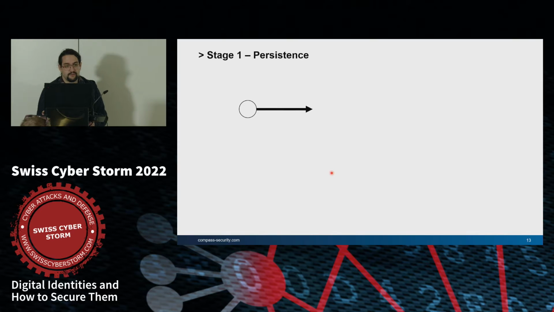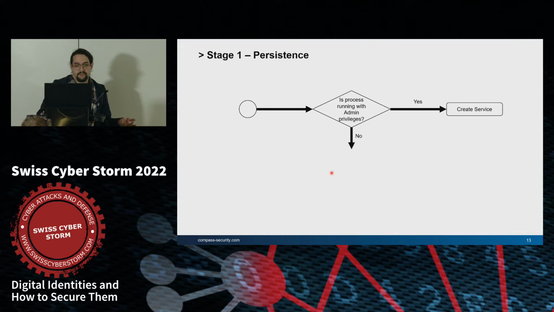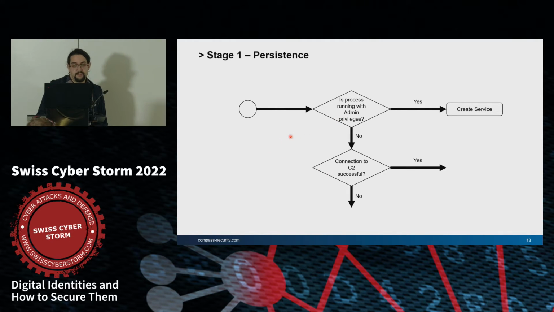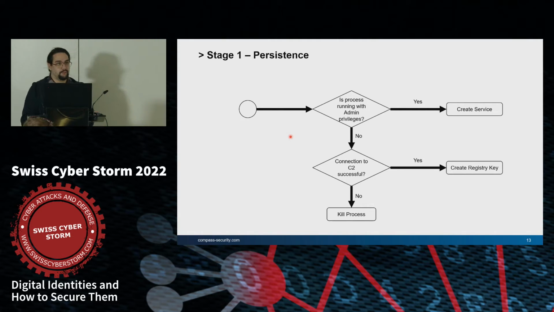So for completeness, I will not go too much into detail here, but the persistence mechanism works as follows. It tries to look if it has admin rights. If it has admin rights, it creates a service for persistence. So now you have a service running on that system that will call the malware every time. And if it's not admin, it will try to connect to the C2 server first. And in case it's successful, it creates a registry key. This registry key will basically start up the malware at boot or when it logs in.